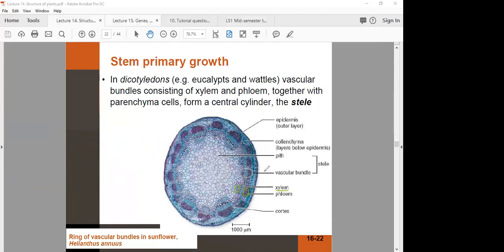In between the stele and the outer epidermis cells, we find cells of the cortex. And we can see here that there is a single layer of epidermis or epidermal cells to the outside of the stem. Oh, there it is there, epidermis, outer layer of the stem.